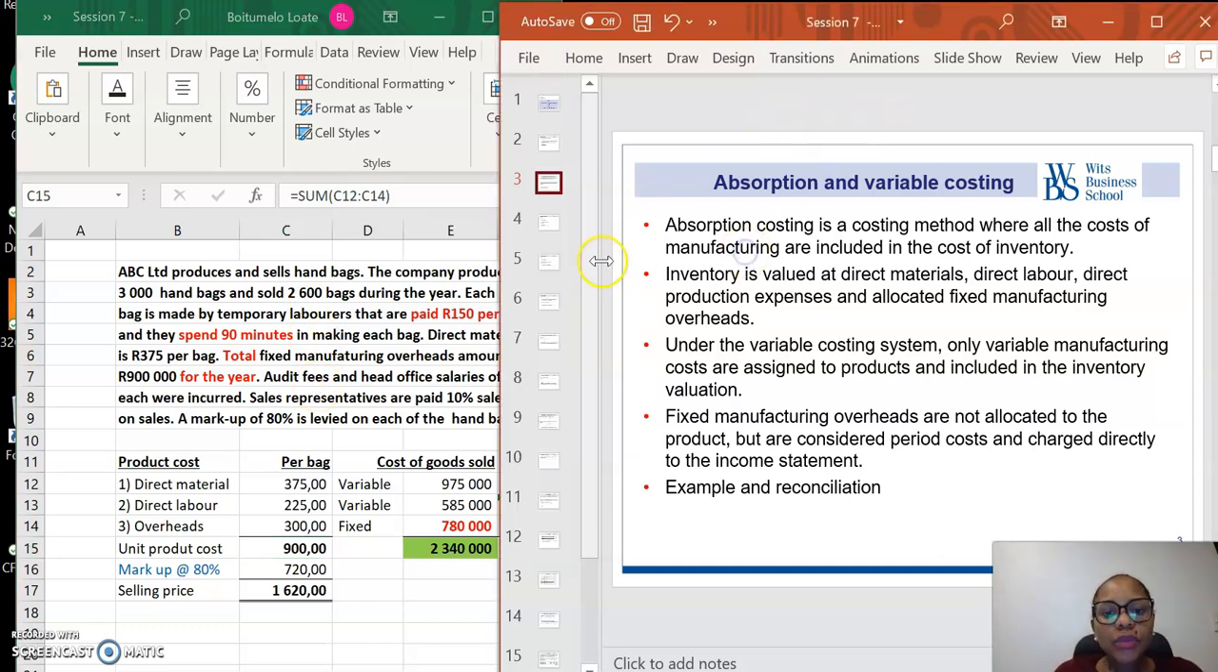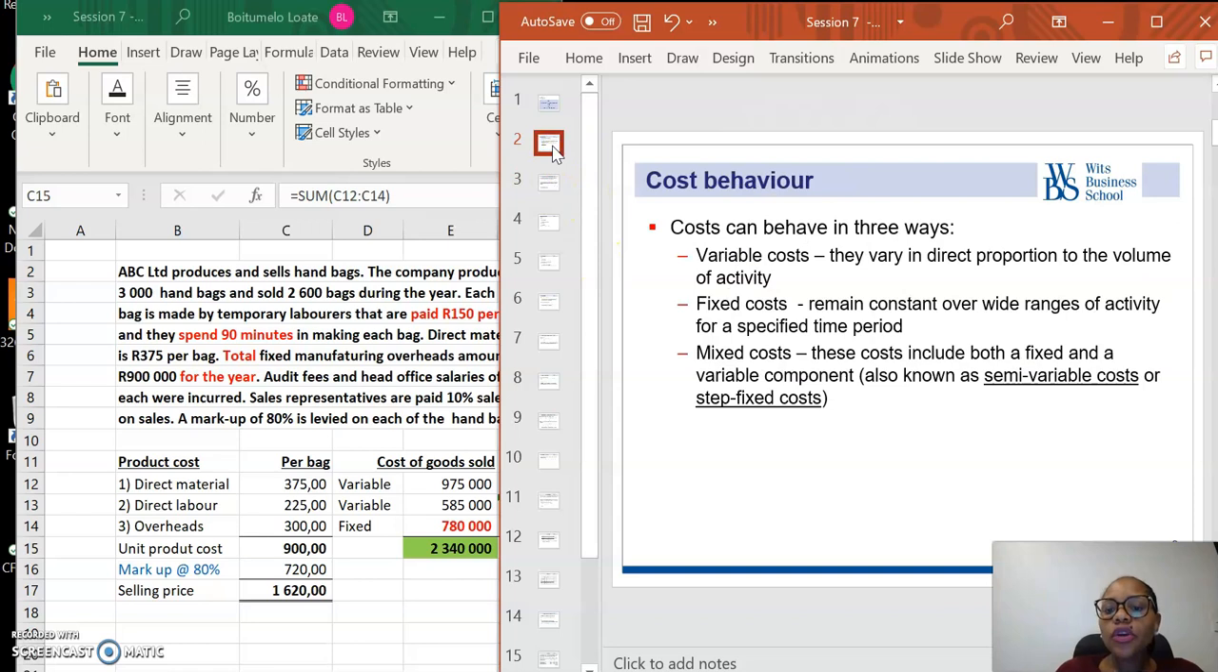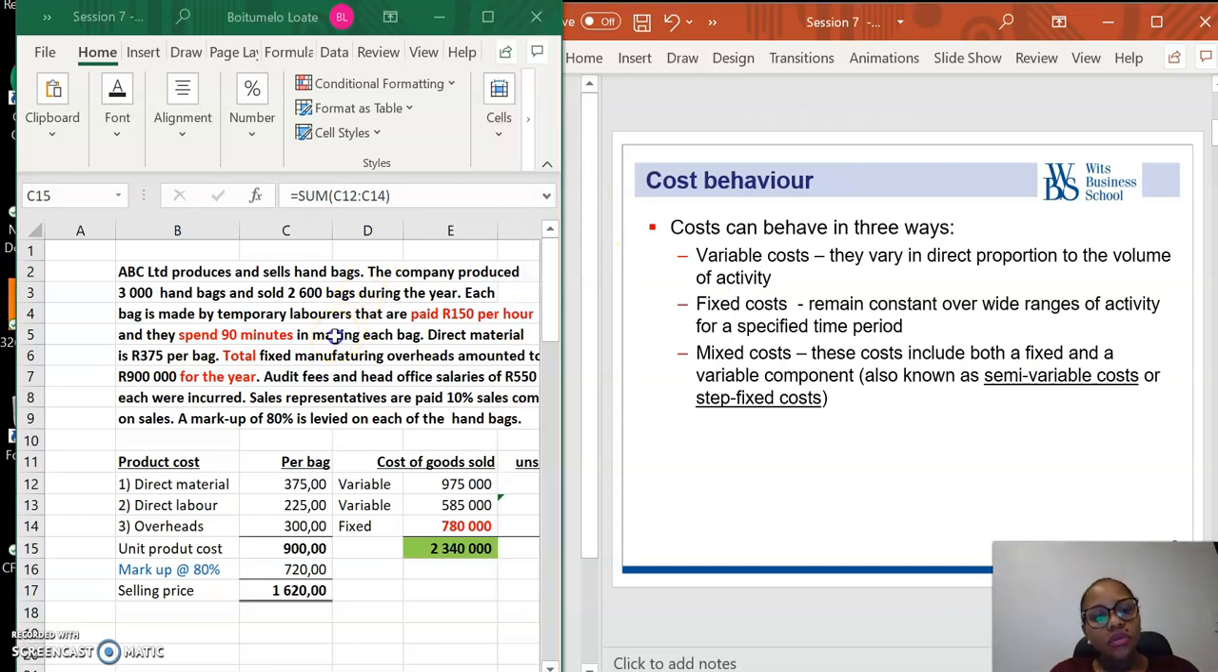But now what we're going to be doing today is we're not going to be looking at the manufacturing overhead specifically. We're going to be looking at costs in their entirety and how these costs behave. Costs can behave in three ways. You can have variable costs. These costs vary in proportion to the volume or activity or the production of units that you've come up with.